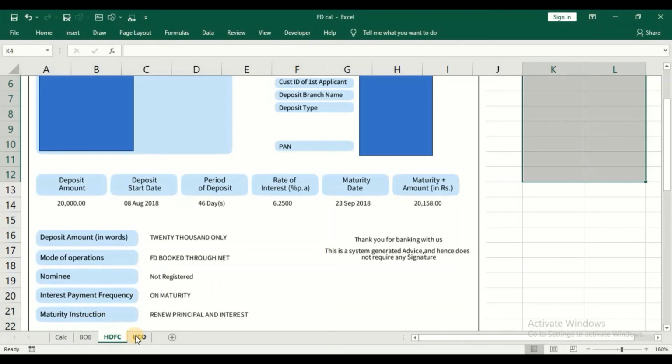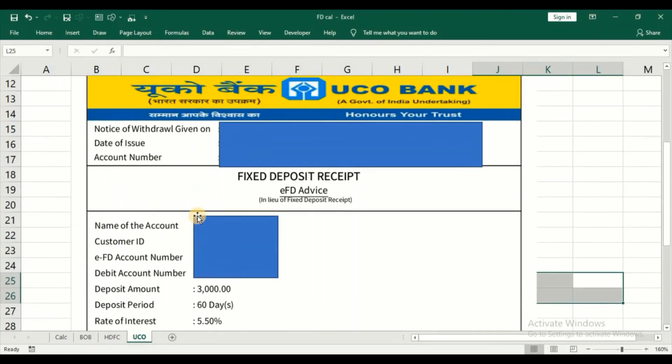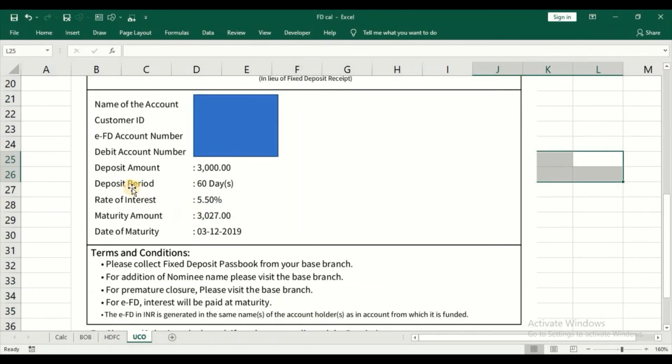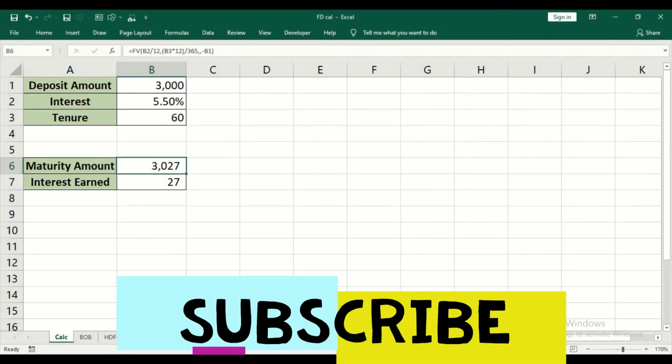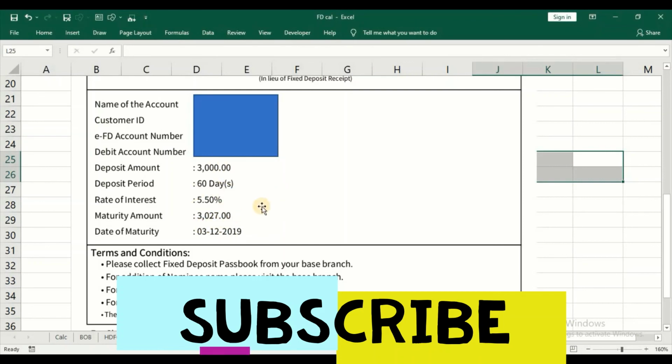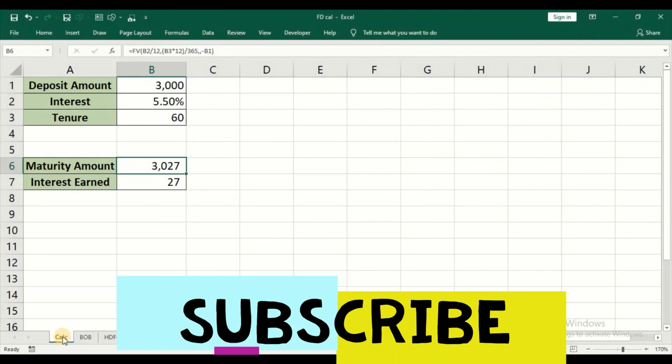So I even have the reference of UCO Bank. So this is the FD advice that you receive if you invest in UCO Bank. Deposit amount is 3,000. Deposit period is 60 days and the rate of interest is 5.5%. So I'll quickly make changes. So deposit amount is 3,000 and interest is 5.5% and the tenure is 60 days. And the maturity amount you can see is 3027, and you can see that the maturity amount is 3027. So this is how the actual calculation goes about.